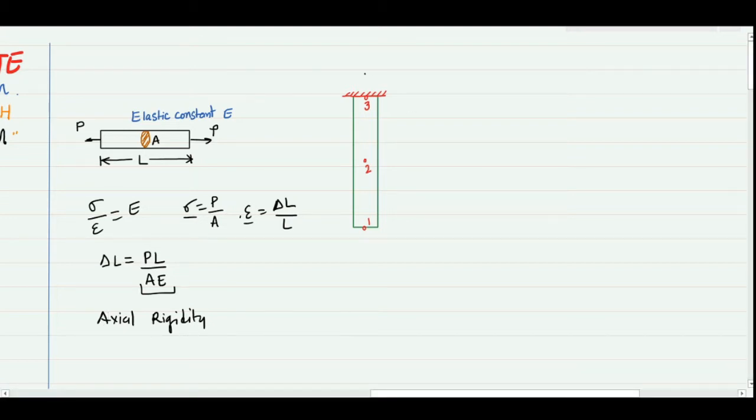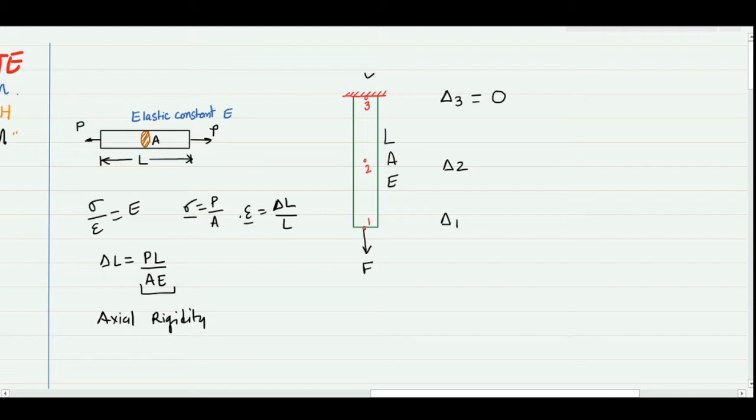Now the next problem is that I have a bar which is weightless, and I am applying a load F at the bottom of the bar. The bar has length L, cross section area A, and elastic constant E, and I am interested to find the extension at point 3, extension at point 2, and extension at point 1. If I look at the system carefully, point 3 is at the root, so I can say that the deformation at point 3 will be 0.